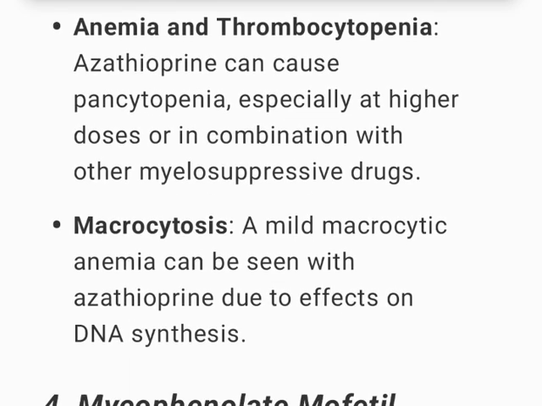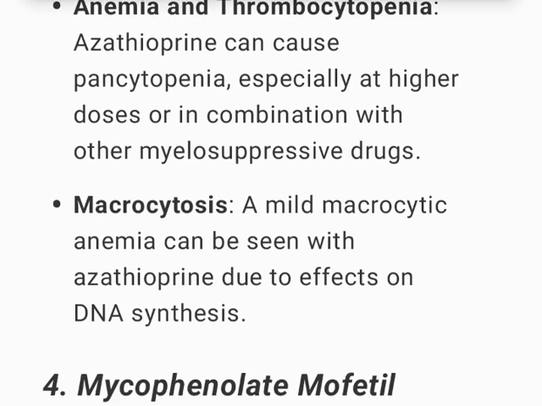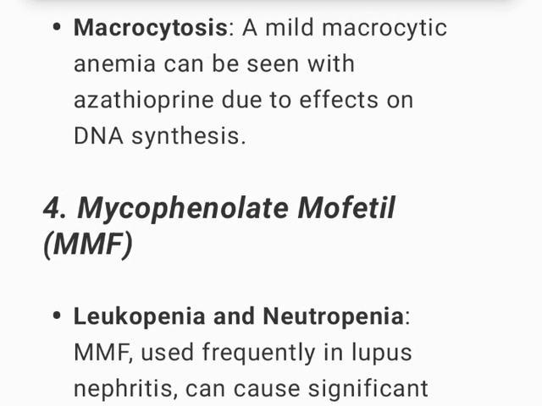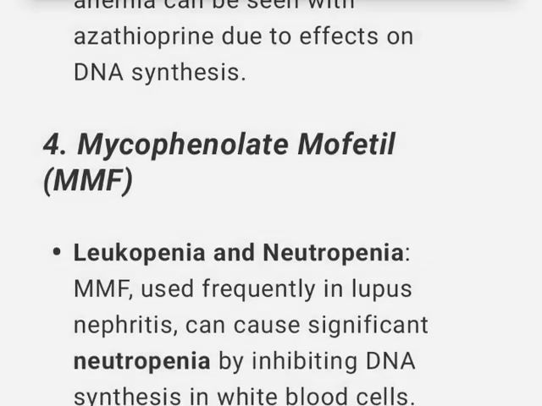Anemia and thrombocytopenia. Azathioprine can cause pancytopenia, especially at higher doses or in combination with other myelosuppressive drugs. Macrocytosis. A mild macrocytic anemia can be seen with azathioprine due to effects on DNA synthesis.